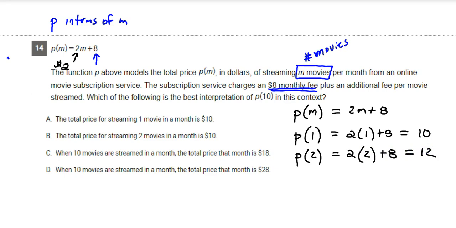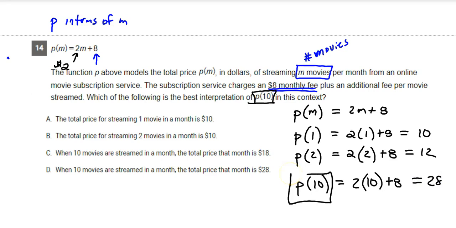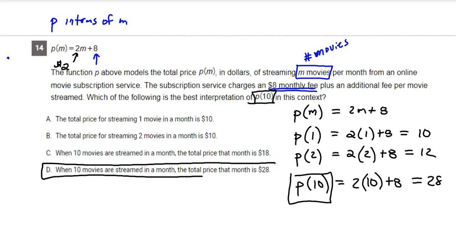So it says, which of the following is the best interpretation of P parenthesis 10? Well, P of 10 means it's going to be 2 times 10 plus 8, which is $28. What does P of 10 represent? P of 10 is when 10 movies are streamed per month, the total price is $28. So the correct answer there is going to be D. It's just a matter of interpreting the question, understanding what's going on, and reading and making sure you know that 10 represented the number of movies and P was the total price.